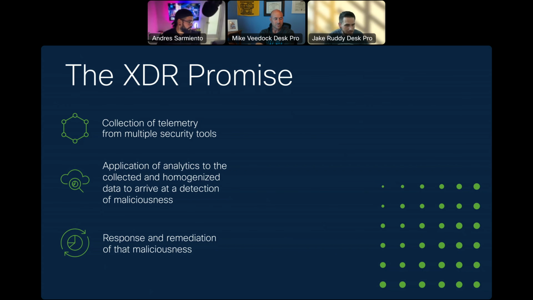XDR, extended detection and response. What are the main concepts of that? Really comes down to these three. This first piece, the collection of telemetry from multiple security tools. What do we mean by this?